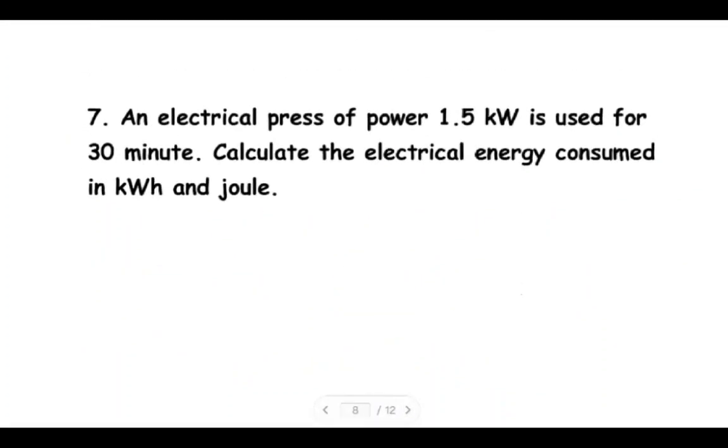Next sum. An electrical press of power 1.5 kilowatts is used for 30 minutes. Calculate the electrical energy consumption in kilowatt hour and in joules. Given: power 1.5 kilowatt, time is 30 minutes. I'll have to change it to hours, so 0.5 hour.